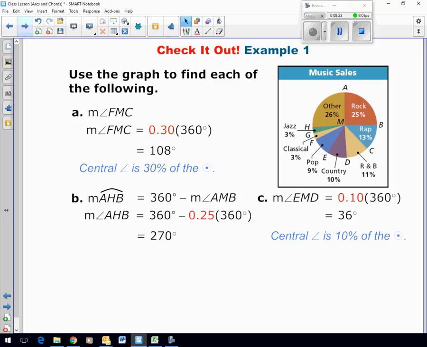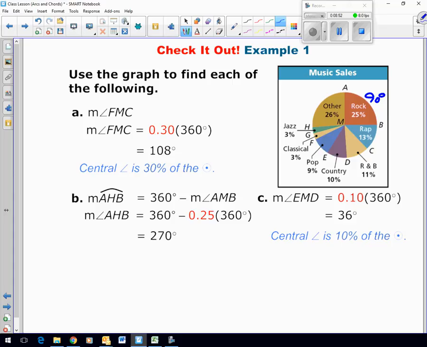So let's do a little thing here. What's 25% of 360? 0.25 times 360. Yep, what's 90? 90 degrees, right? Okay, 90 degrees. What is 3% of 360?